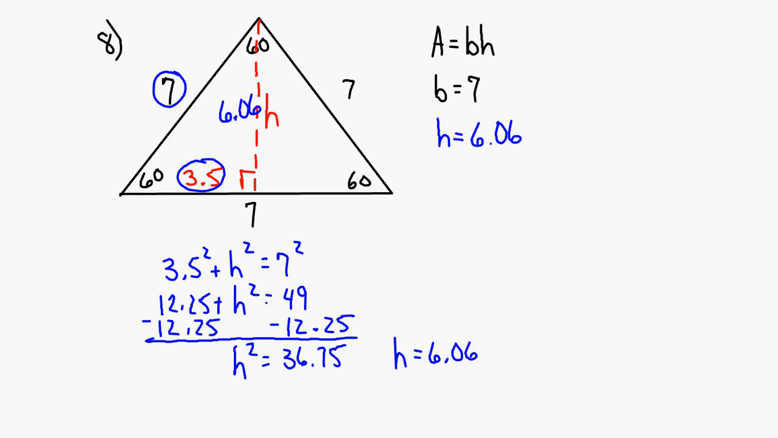And up here in this formula, area equals base times height. It's base times height, then it's divided by 2 because it's a triangle. So the area will be equal to 7 times 6.06 divided by 2. That's 21.2.